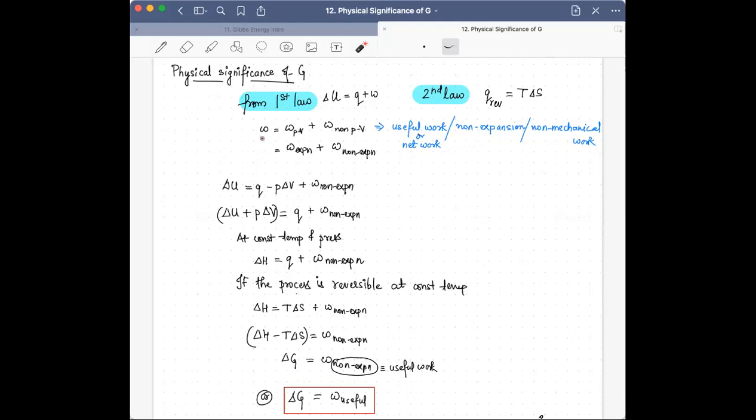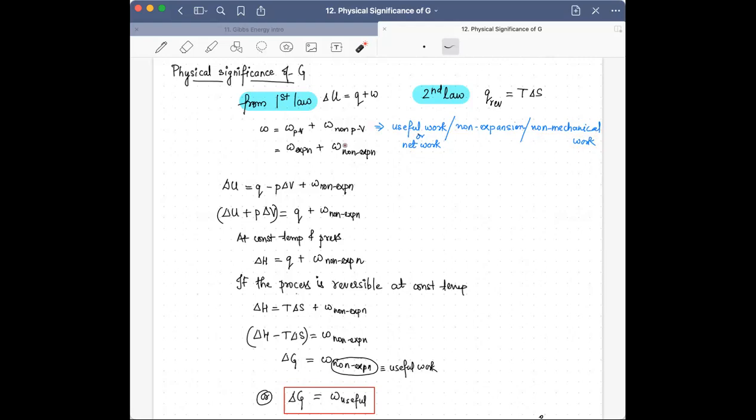You can see here I've written work as a sum of both the pressure volume work as well as the work that is not involving any pressure volume work. Or in other words, you can write it as work of expansion or work of non-expansion. And this non-expansion work is also called the useful work or net work. Sometimes it is also called the non-mechanical work.